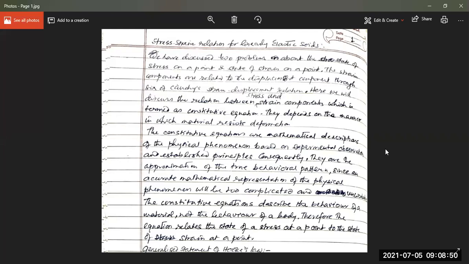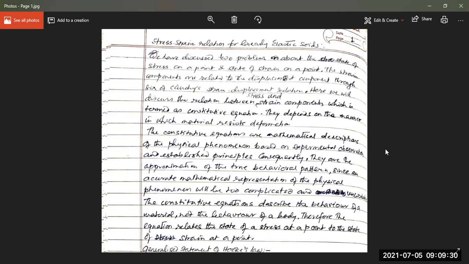What we have noted in this particular subject, solid mechanics, is that we are interested to know the stress condition and strain condition of a particular point of the solid itself. Now, we know strain components are related to displacements, and we have formulated 6 Cauchy's equations. Now we will discuss the relation between the stress and strain components, which is termed the constitutive equation itself.